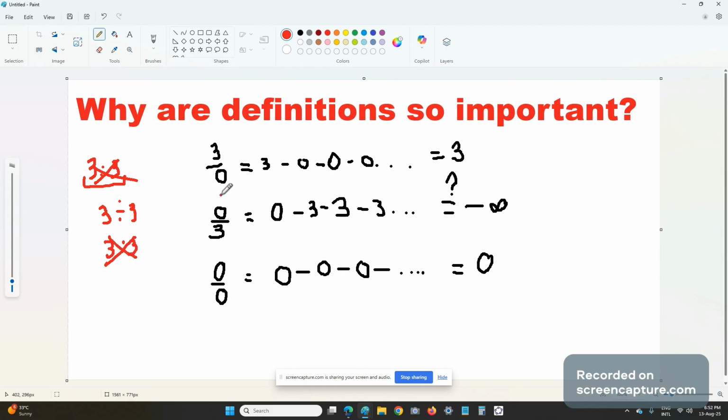Okay, so now let's suppose that it were repeated subtraction. Then 3 divided by 0 is actually 3 minus 0 minus 0 minus 0. So after this subtraction, it'll still be 3. And after this one, it'll still be 3. And after this one, it'll still be 3. And we can easily show by induction that the answer will be 3. But is 3 divided by 0 actually 3?